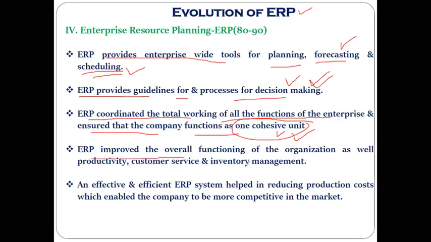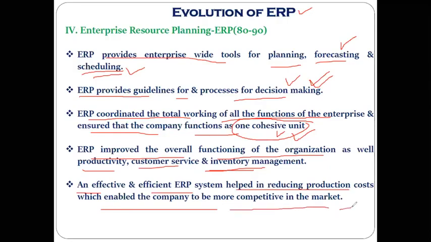So ERP improves the overall functionality of the organization as well as the productivity, customer service gets improvement, quality of product gets improvement, material management gets improvement, inventory management gets improved, etc. And an effective and efficient ERP system helps in reducing the production cost, which enables the company to be more competitive and more advantageous in this competitive market.